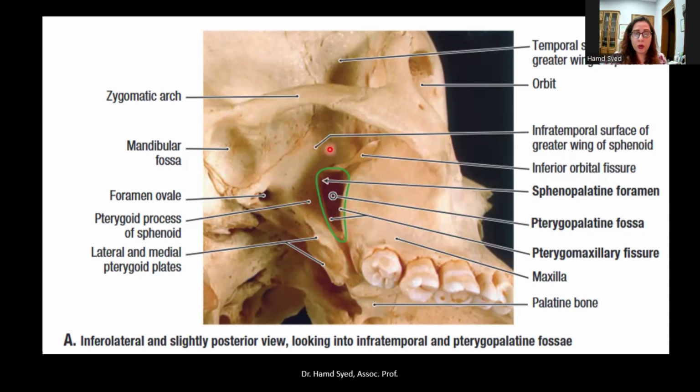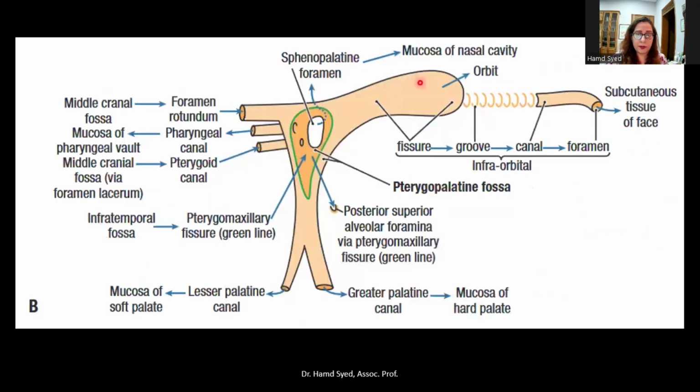And now we can also see this communication, which is through the inferior orbital fissure to the orbit. Let's look at the schematic diagram of the pterygopalatine fossa. Well, in this schematic diagram, this here is the pterygopalatine fossa, the area outlined in green. Then again, the communications have been shown.